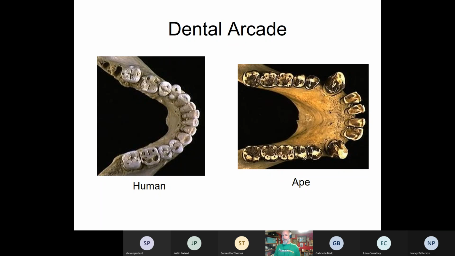Yeah, Gabby. Well, we have the same dentition, but the size of the molars and premolars are much smaller. What about the shape? What's going on? This is called a dental arcade. The arcade is the shape.